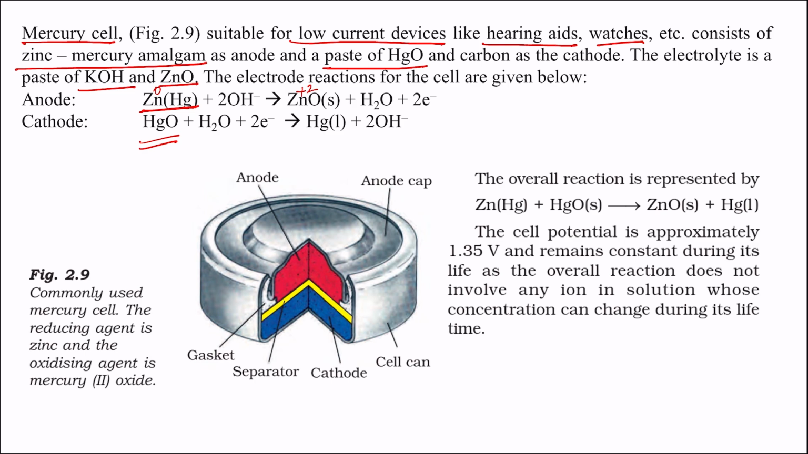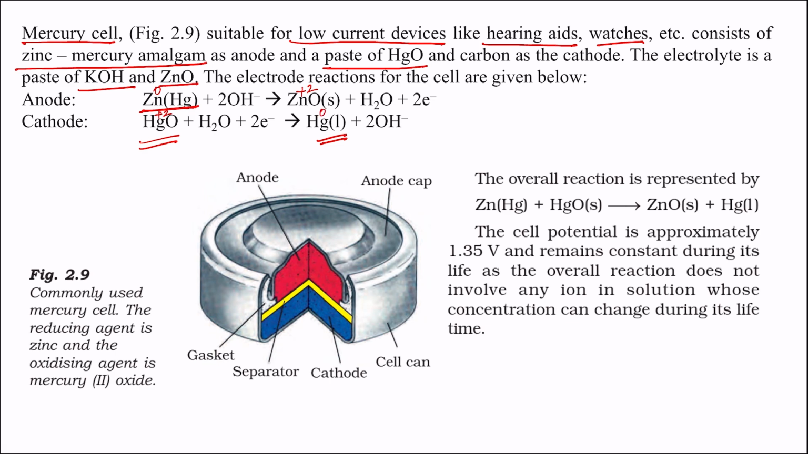The reaction at cathode is mercuric oxide plus H2O plus 2 electrons. This is a reduction reaction, changing into mercury, in liquid state, plus 2OH- ions. In mercuric oxide, the oxidation state of mercury is +2 and in liquid mercury it is 0.